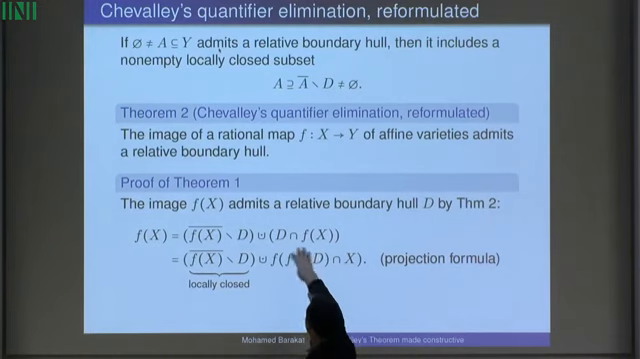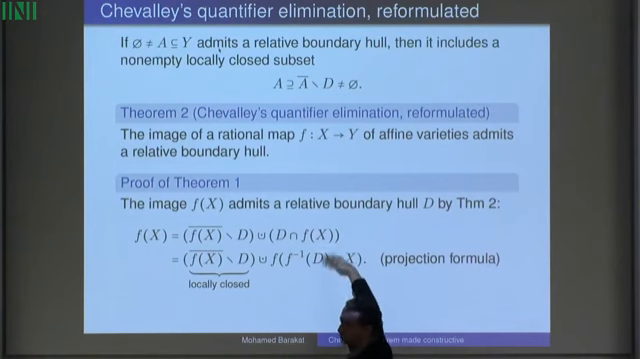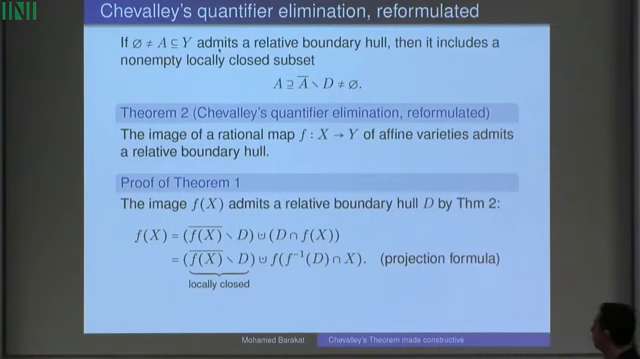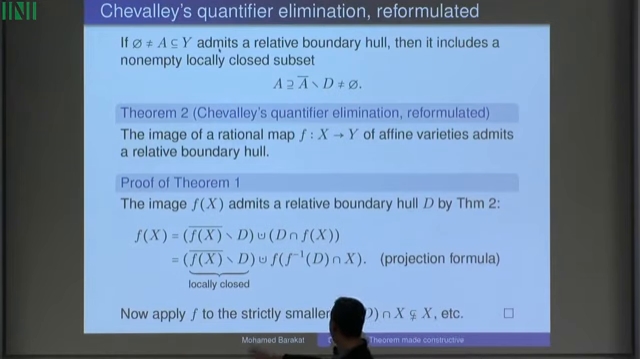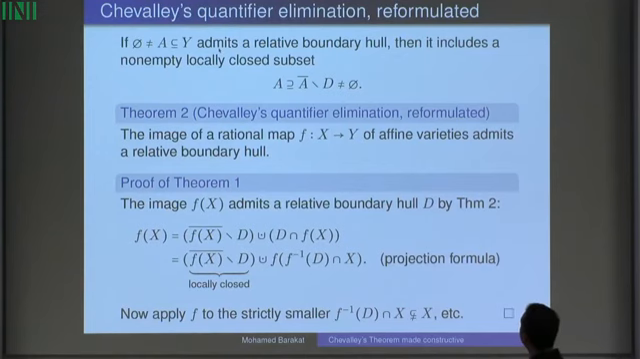But this formula is good if one of the sets is a pre-image. And this is exactly the trick. This is the whole idea of induction, that you rewrite the second term in this disjoint union using the projection formula. And then you know that you can now apply f to the strictly smaller subset of x. And this is exactly the induction. So we now can concentrate our effort on proving that we have a relative boundary hull. Okay, the induction is already done. Good.